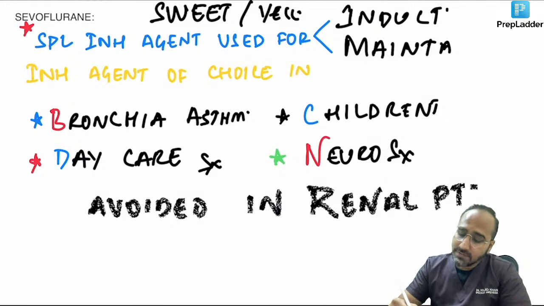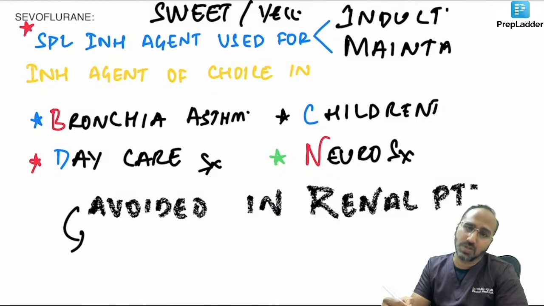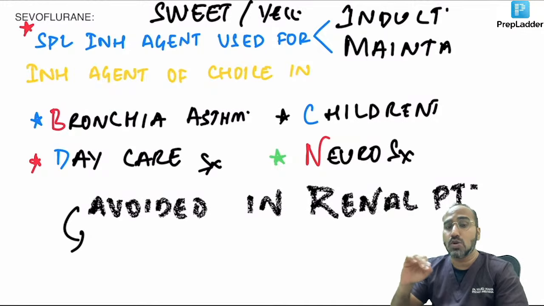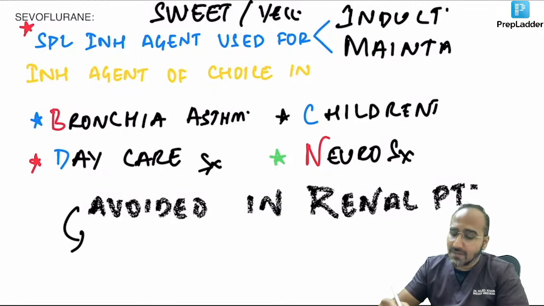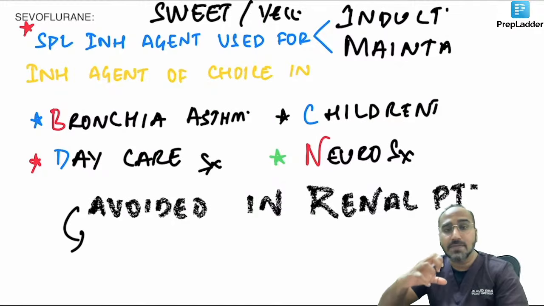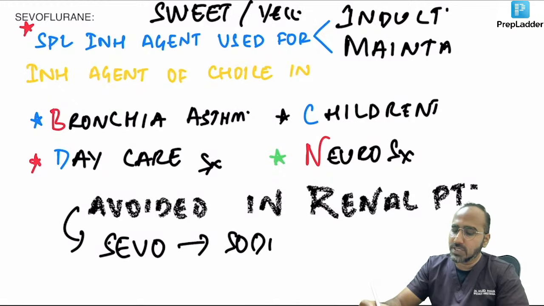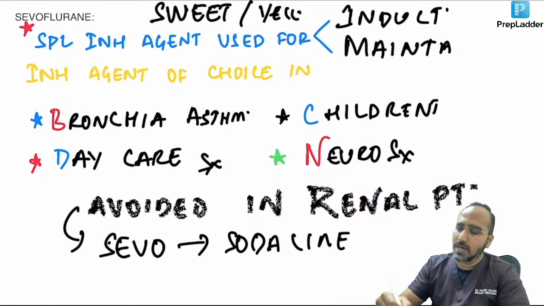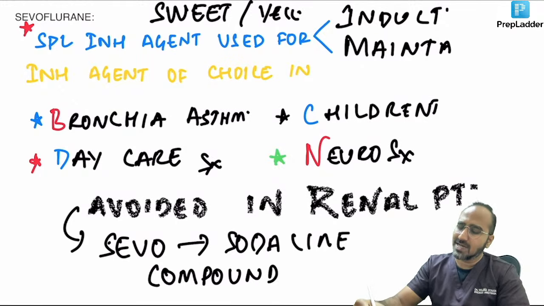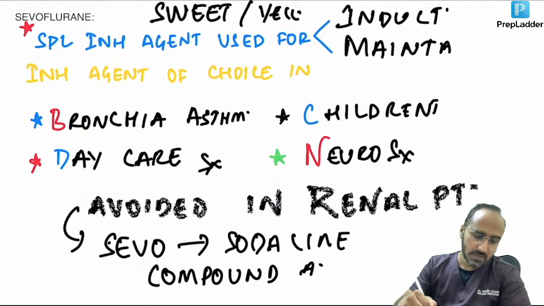Why? Because sevoflurane, when you give it in low flows, in a closed circuit, it will react with soda lime. Remember, in a closed circuit, there is a chamber that will absorb carbon dioxide. That sevoflurane will react with the soda lime. That chamber is called a soda lime chamber, to form a toxic compound called compound A or olefin, which is a nephrotoxic compound. Okay.